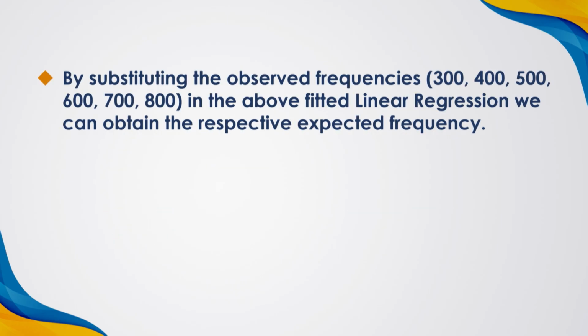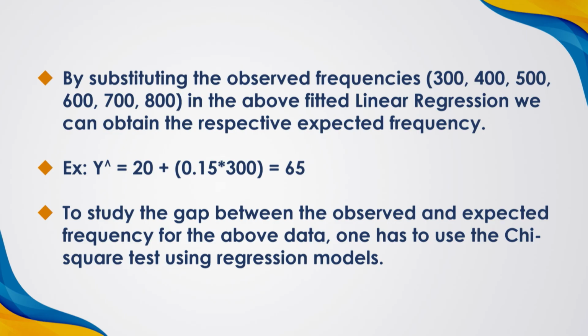By substituting your observed values, that is 300, 400, 500, 600, 700, 800, in the above fitted linear regression, we can obtain the respective expected frequencies. For example, y cap will be equivalent to 20 plus 0.15 into x, where x is 300, and the value is 65. Similarly, you can calculate all the values of your expected frequencies by substituting the remaining 400, 500, 600, 700 and 800. Now automatically you can see a gap between them, that is, your y and y cap.